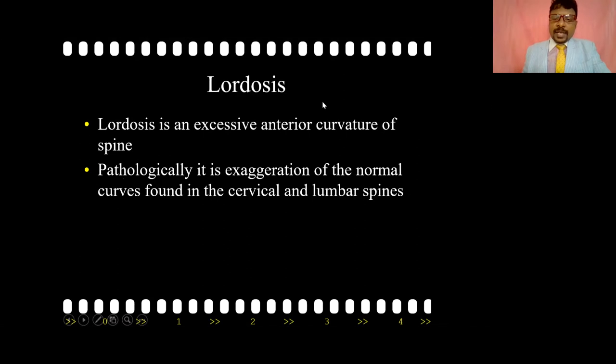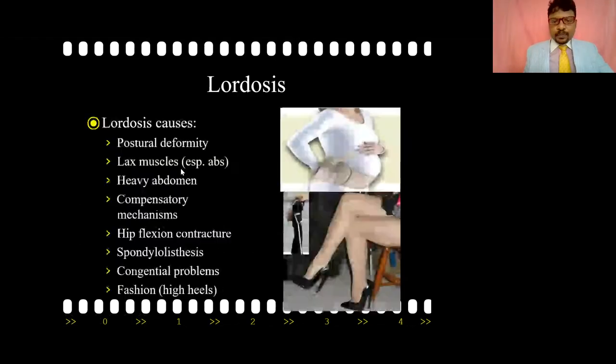Lordosis means excessive anterior curvature of the spine. There are many reasons for it, and in further semesters you are going to learn about all the conditions clearly. This is going to be hyperextension of the spine. The reasons include postural deformities, weakness of the abdominal muscles, tightness of the lower back muscles, hip flexor contractures, spondylolisthesis, congenital problems, or wearing heels, so one may get lordosis. These are the causative factors of lordosis.